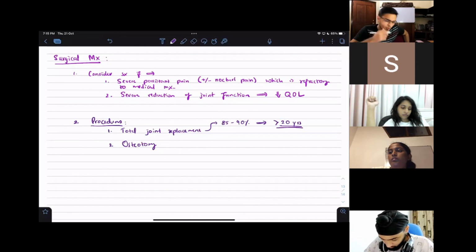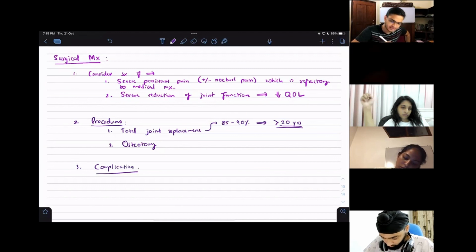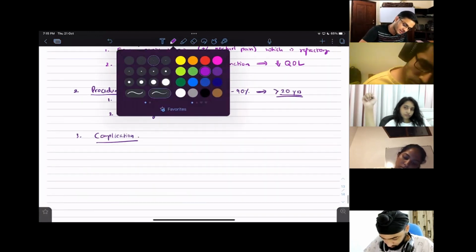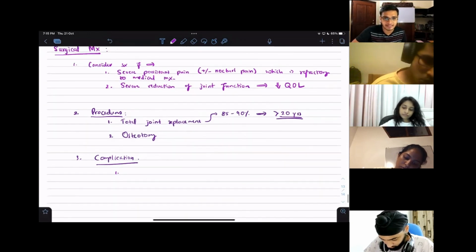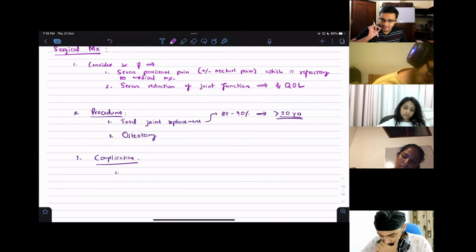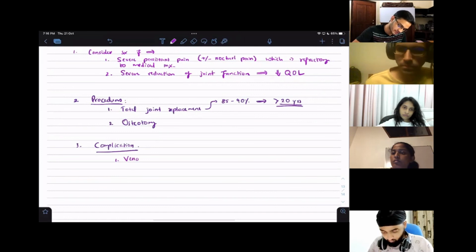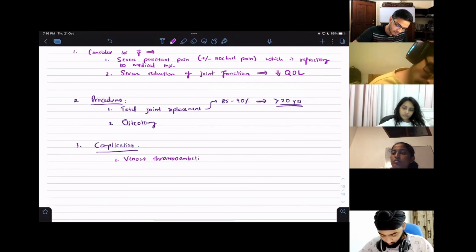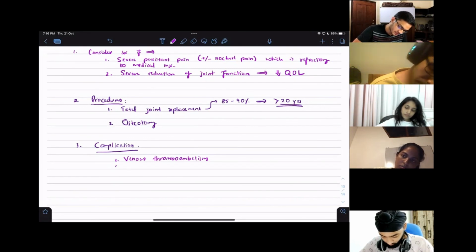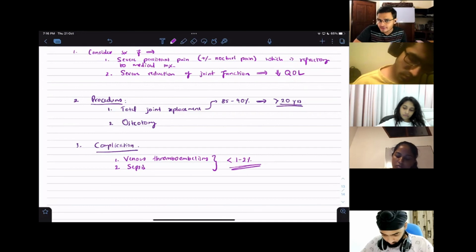What are the complications of surgery? The complications are not very many. Since you are dealing with the bone, the cartilage and those associated structures, there is a chance of fat getting into the blood. There is a chance of venous thromboembolisms, and the second one is sepsis. These are very rare, less than 1 to 2% of the surgeries will have these complications.